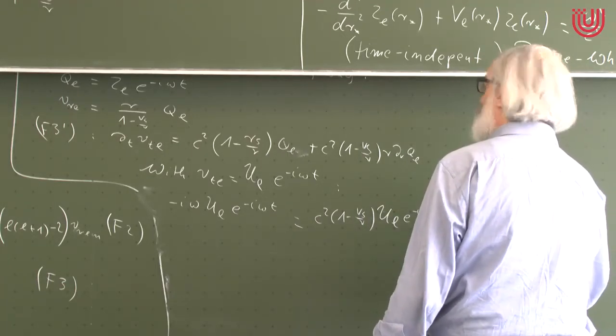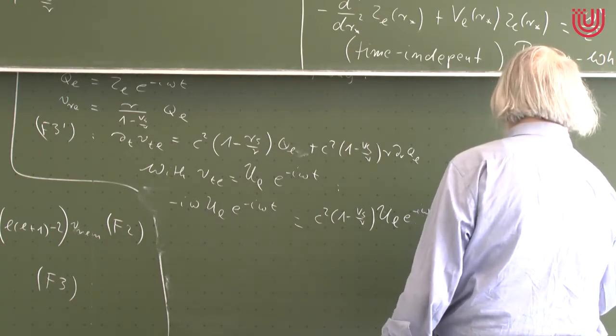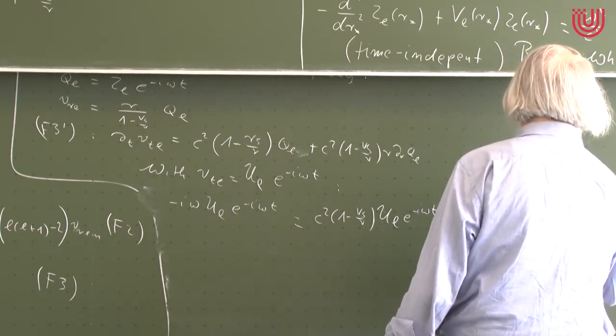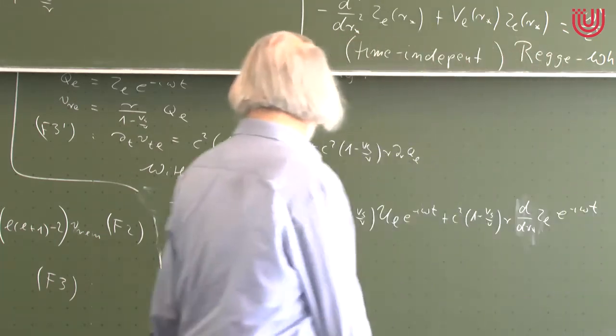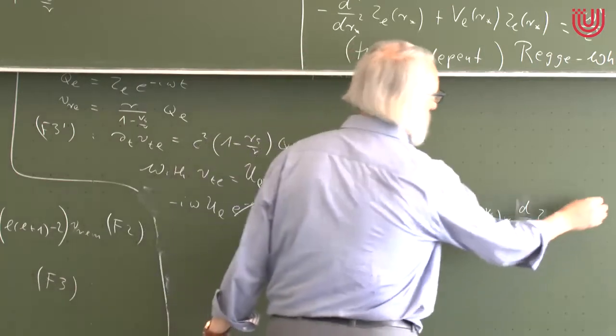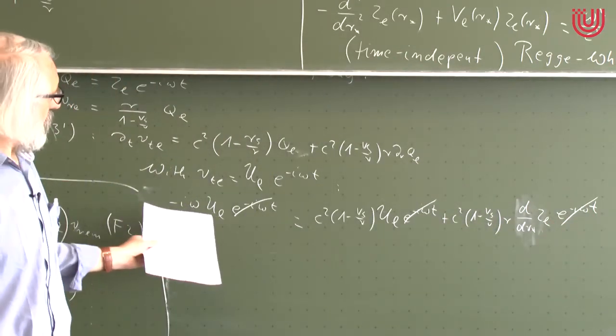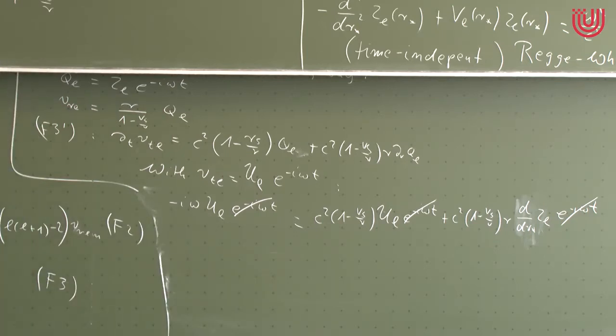So this is d by dr star of ZL times e to the minus I omega t. Why do I have to introduce this expression? Because otherwise the exponential function wouldn't drop out. And now you see, this gives me an algebraic condition for the UL. It determines UL algebraically. Yeah?